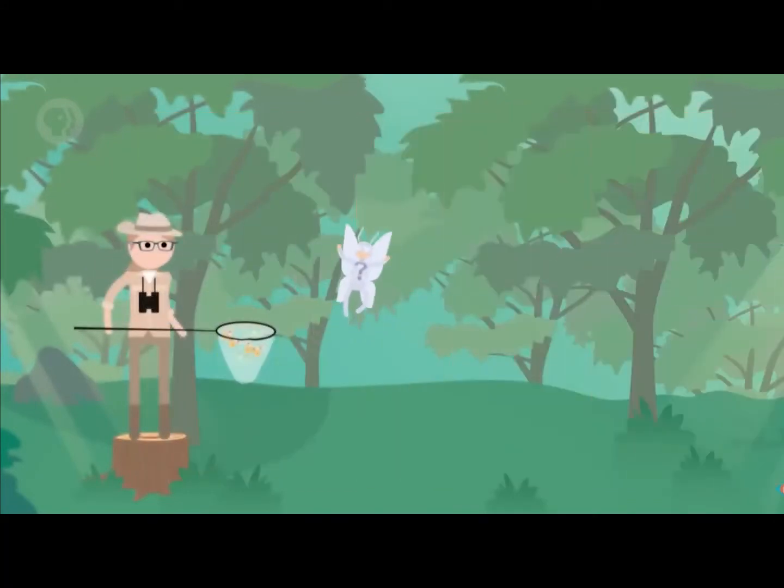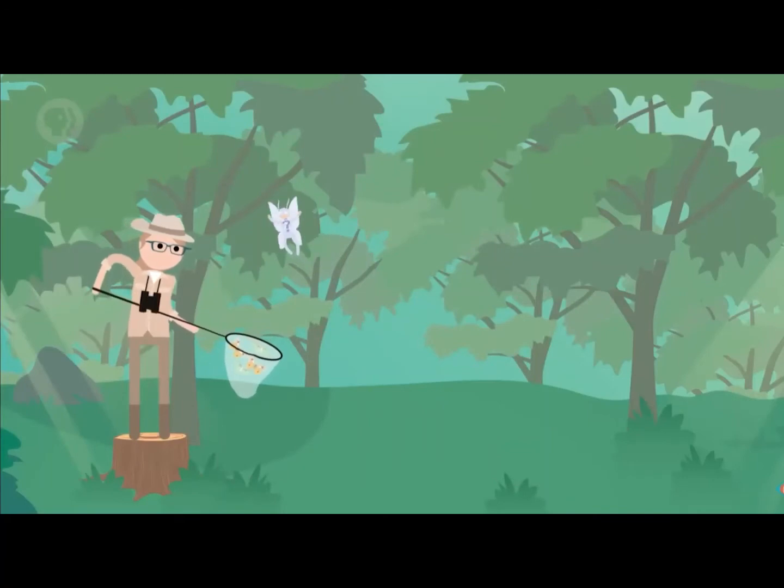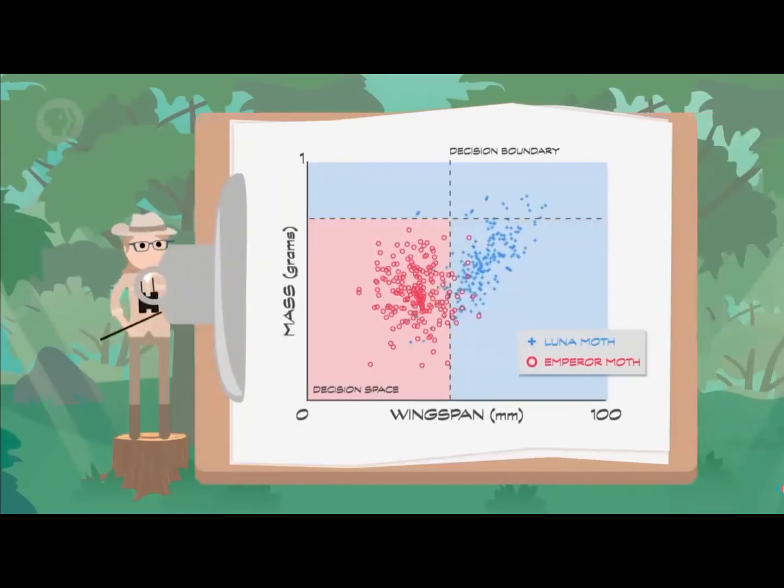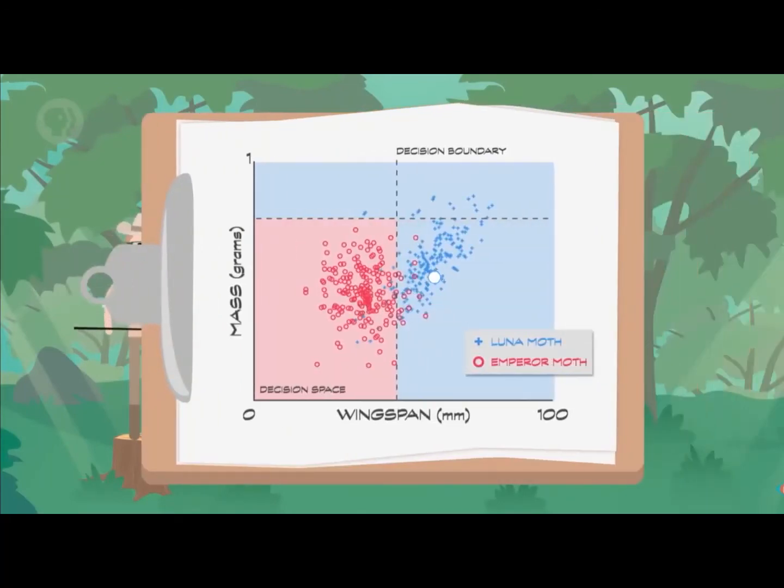Now, using these decision boundaries, if we go out into the forest and encounter an unknown moth, we can measure its features and plot it onto our decision space. This is unlabeled data. Our decision boundaries offer a guess as to what species the moth is. In this case, we'd predict it's a lunar moth.